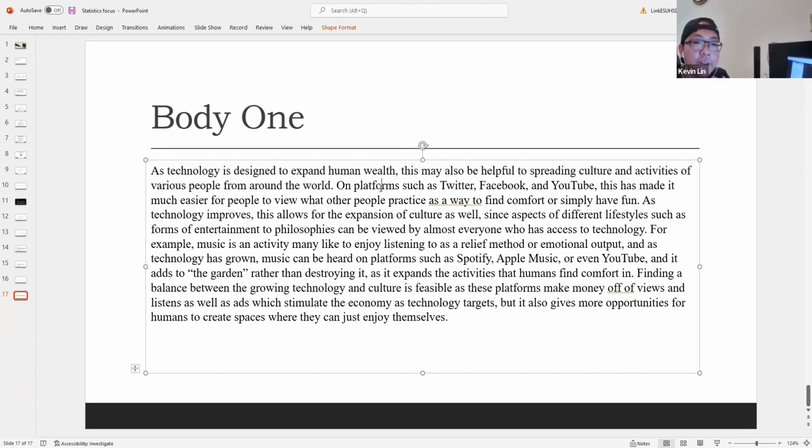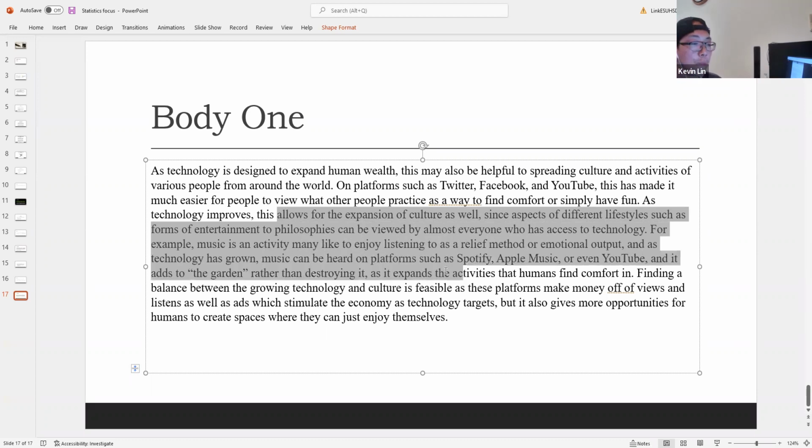On platforms such as Twitter, Facebook, and YouTube, this has made it much easier for people to view what other people practice as a way to find comfort or simply have fun. As technology improves, this allows for the expansion of culture as well, since aspects of different lifestyles, such as forms of entertainment and philosophies, can be viewed by almost everyone who has access to technology. For example, music is an activity many like to enjoy listening to as a relief method or emotional output. And as technology has grown, music can be heard on platforms such as Spotify, Apple Music, or even YouTube, and it adds to the quote garden rather than destroying it, as it expands the activities that humans find comfort in.